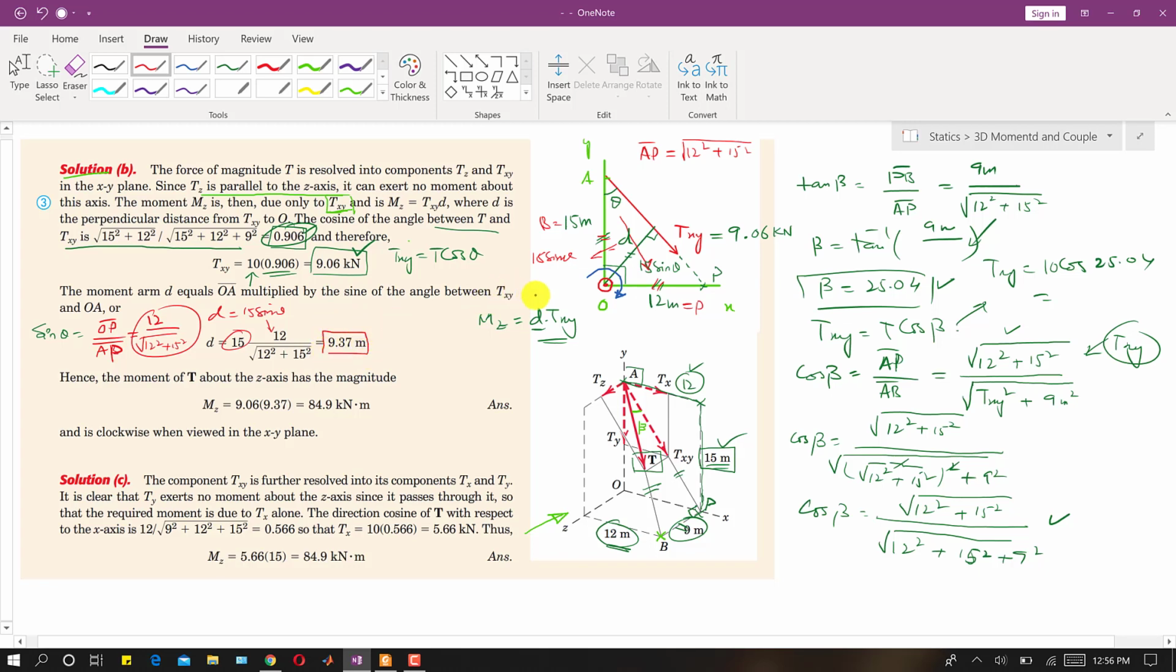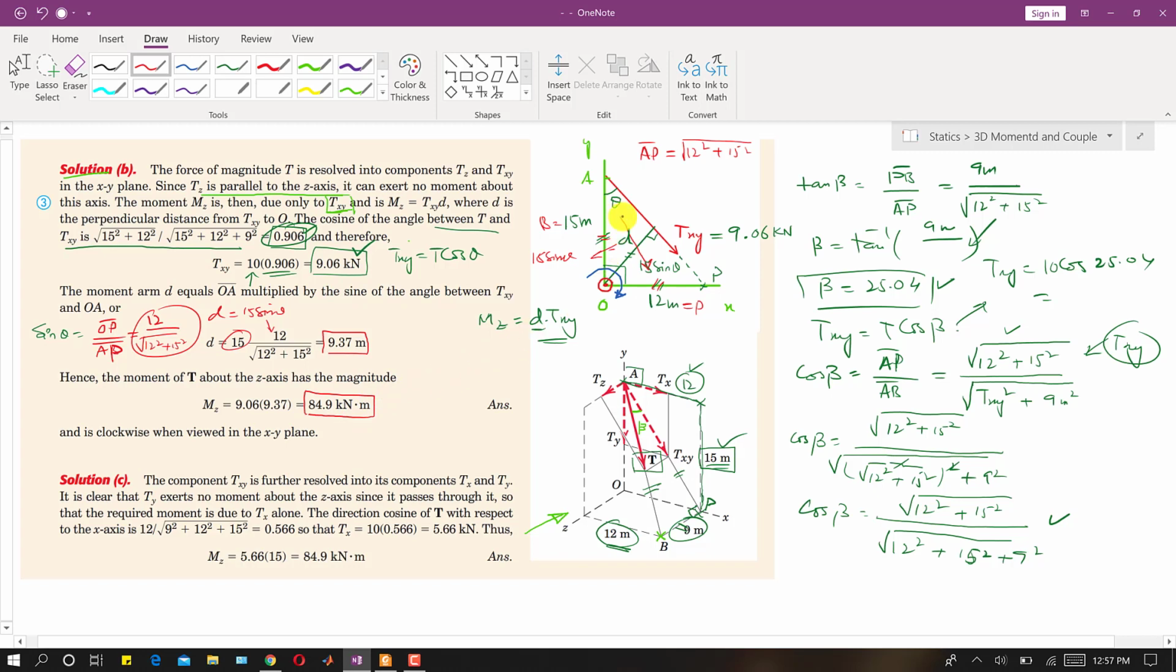component and the point of rotation, that is the O, right? So now when we multiply this perpendicular distance with this txy, we will get that same moment magnitude that we have already found in the previous method, right? So in the first method, that was minus 84.5 kilonewton meter, right?